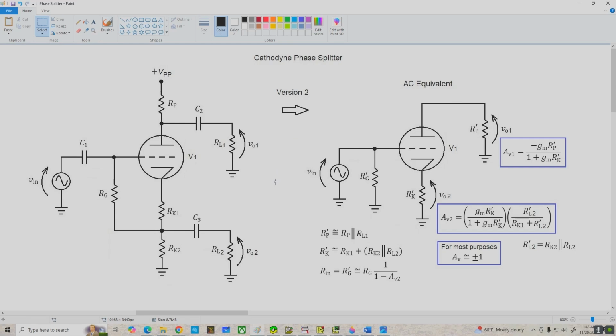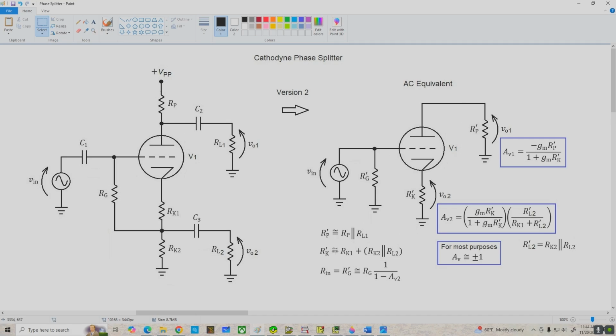Okay, so on the left-hand side of the page, we've got our modified circuit, and then on the right-hand side, we've got the AC equivalent, which is identical to the AC equivalent for version 1. The only difference is the way we're defining R prime K. In this case, it's going to be larger than it would be for version 1, and of course, that's going to reflect through the voltage gain equations.